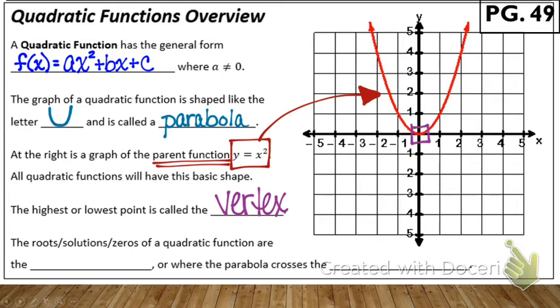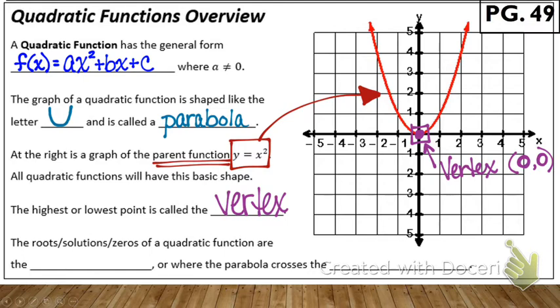So this point right here, that is the vertex on this graph. What is that ordered pair there? Close. It's right where those two dark lines are crossing. Oh, it's 0, 0. It's at the origin. Yep. Yep, there's my vertex.